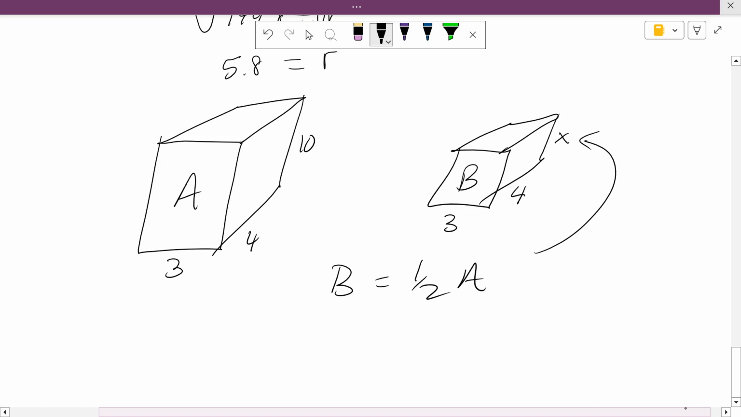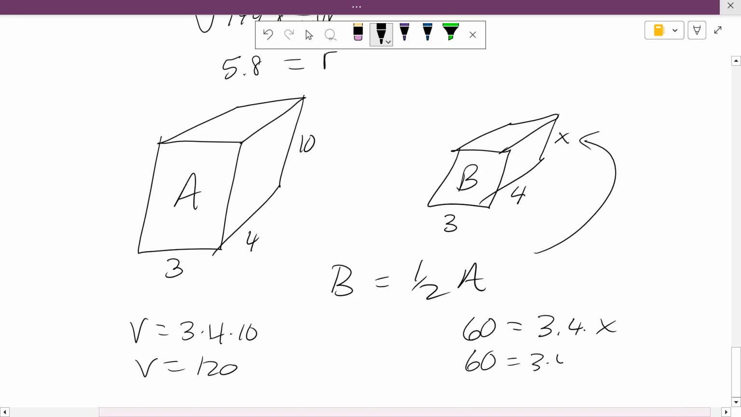Well, you got to find the volume of this one first. What's the volume of A? 3 times 4 times 10 is 120. So if B is a half of A, the volume of B is 60 equals 3 times 4 times X. Well, what's 3 times 4? 12. So if we divide by 12, X would equal 5. Okay?